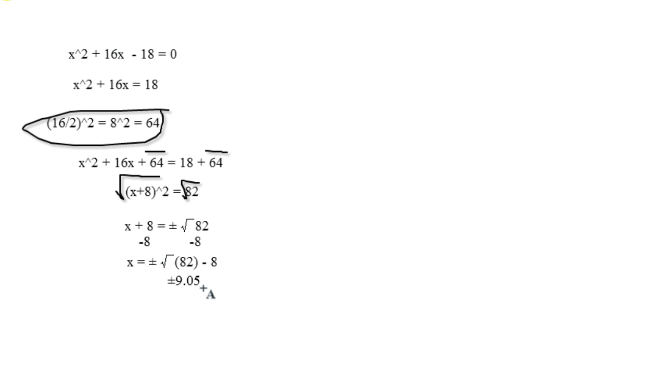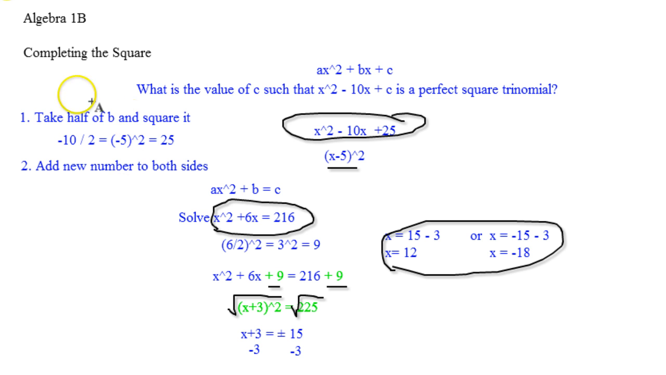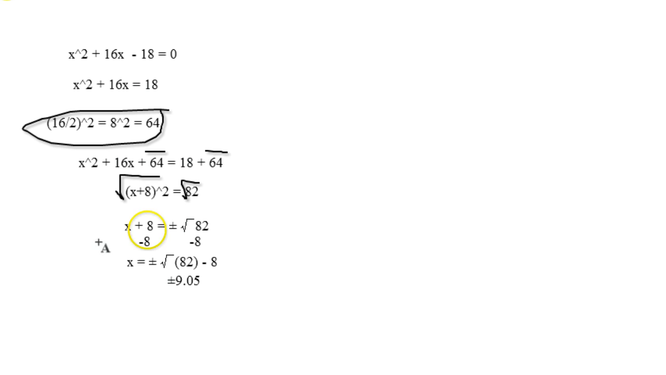You're going to have plenty of chances to practice it later on. But as long as you remember these steps, take half of b and square it, and then add the numbers to both sides, you can. Oh, that just reminds me of a trick you can actually do. What you can actually do is keep them on the same side.